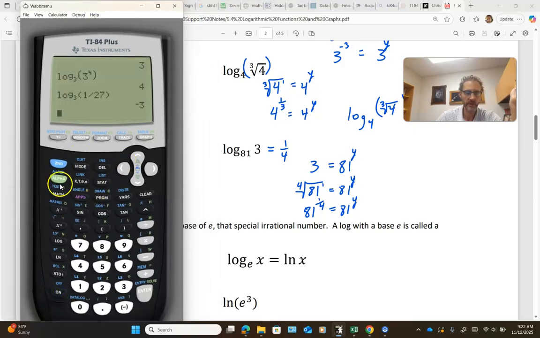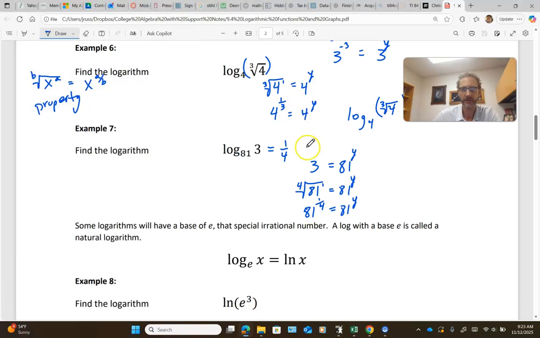I want to show you something though. So if I do it in the calculator, because the answer is actually a fraction, it may give me a decimal. Okay, so log base 81 of 3, when I hit enter, I get a decimal. So you're going to have to know that 0.25 is the same as a fourth. But remember, you can convert these decimals to fractions, okay, if they're rational numbers, of course.